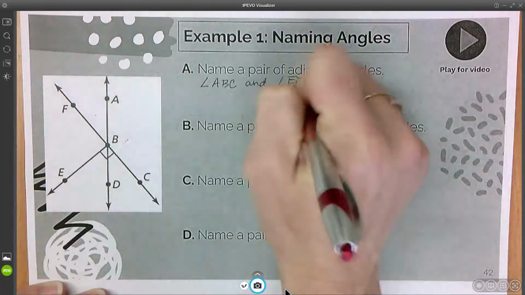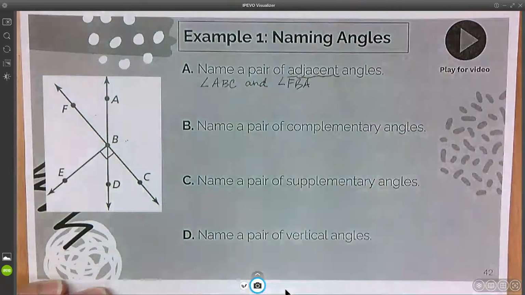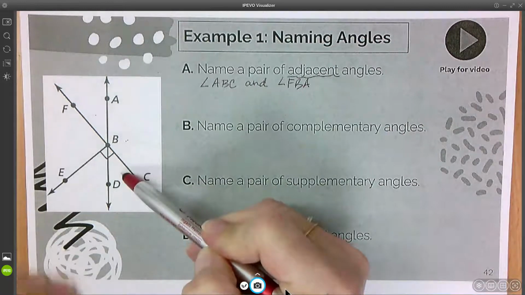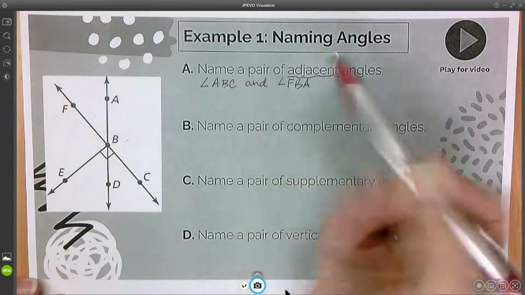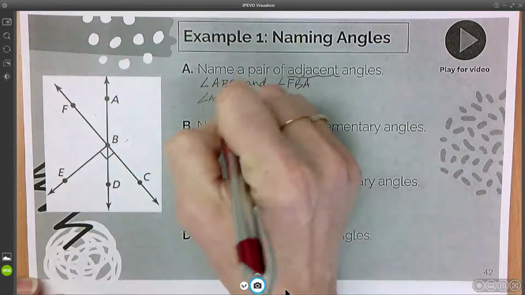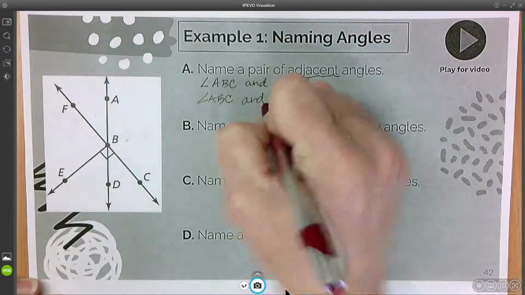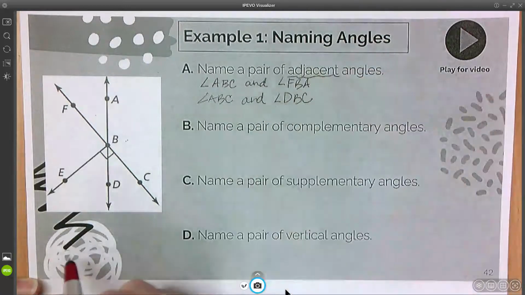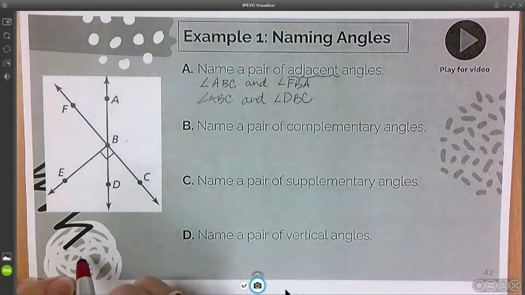So those are adjacent. Going back to the original angle, I could have jumped over this ray, and then angle DBC would be adjacent. There's quite a few choices here, so I'm just giving you a couple. There are two choices for adjacent angles.